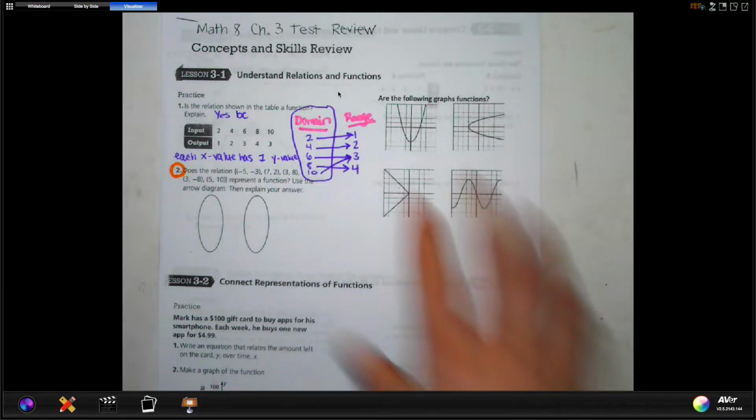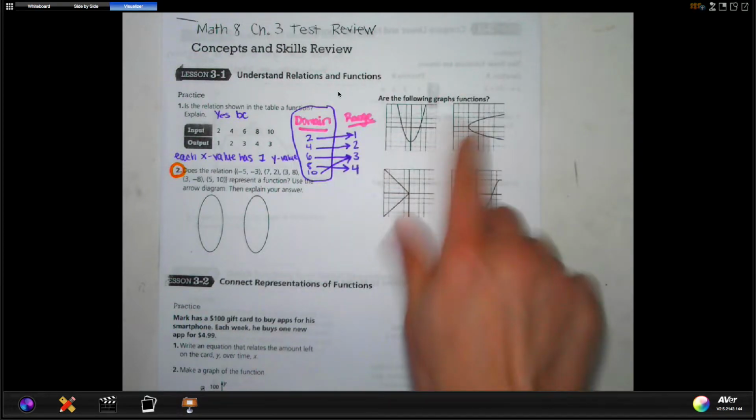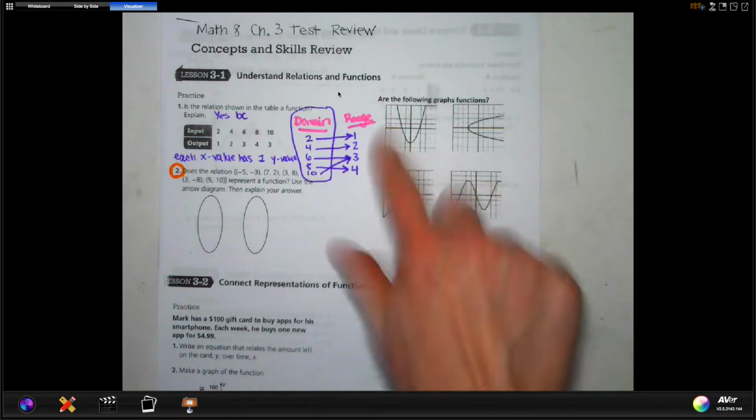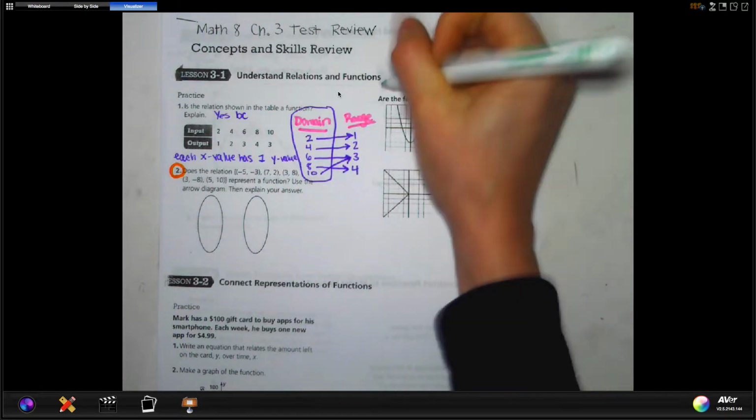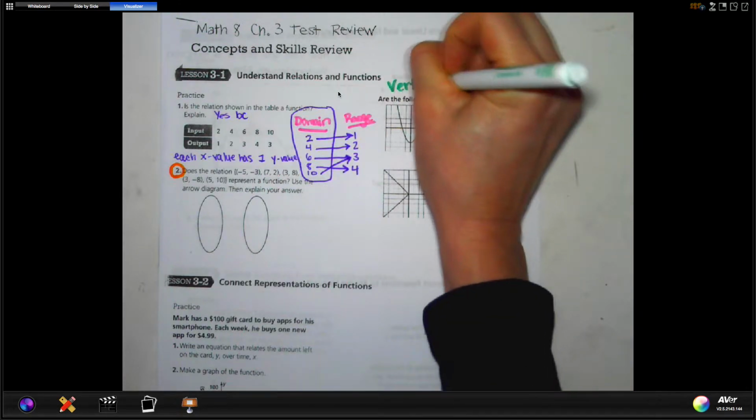I did include on here, even though it's not numbered, graphs. And I want to know which ones are functions and which ones are not functions. So there are 4 graphs, and we got to recall doing that. So what do we do if we're asking about a graph? Go, Emma. Vertical line test. That's right, okay, great. We're looking to use the vertical line test.